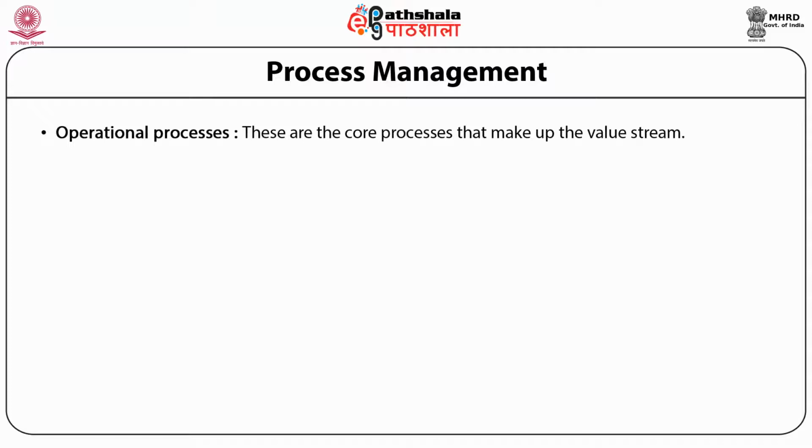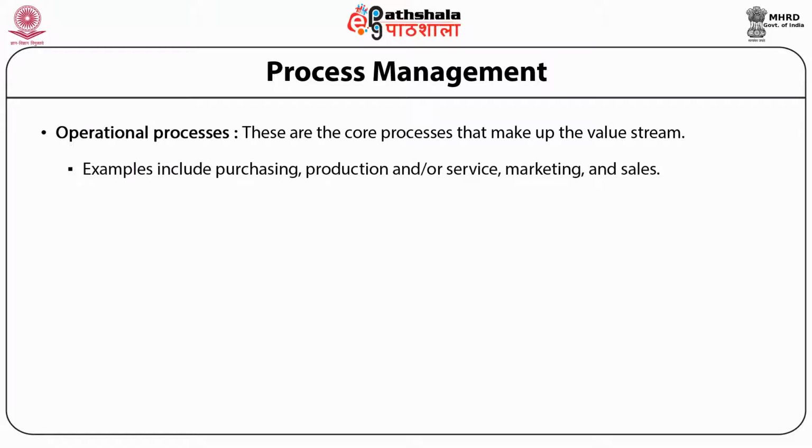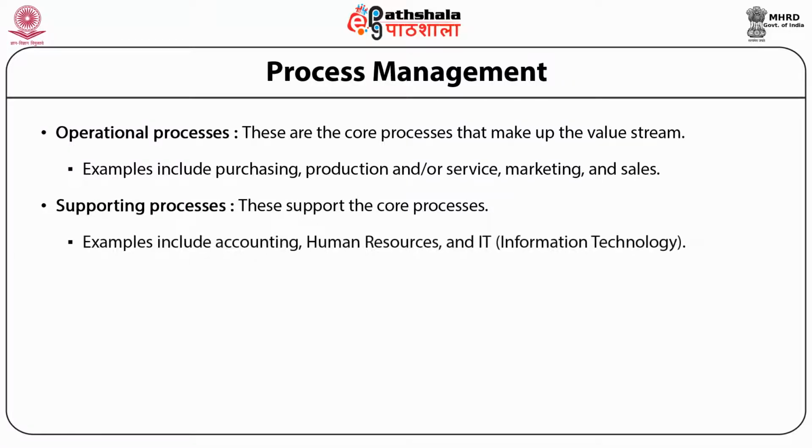Operations processes. These are the core processes that make up the value stream. Examples include purchasing, production or services, marketing and sales. Supporting processes. These support the core processes. Examples include accounting, human resources, and information technology.